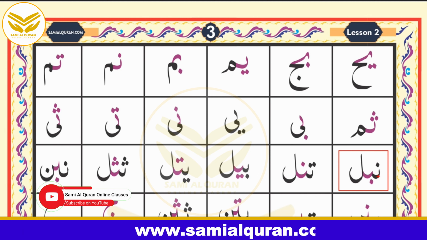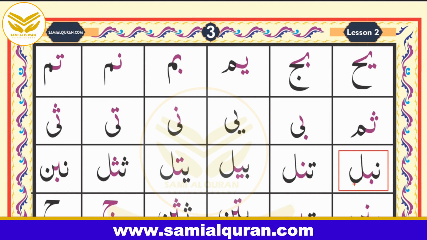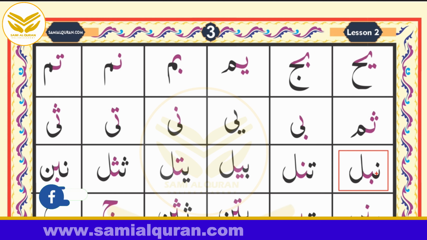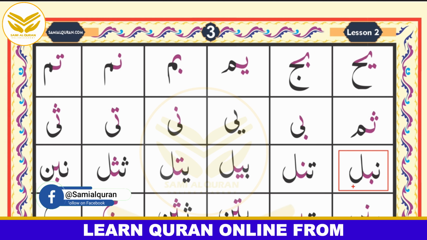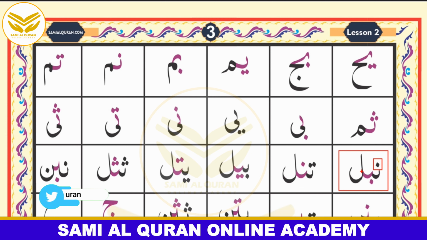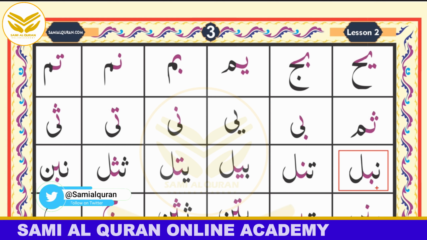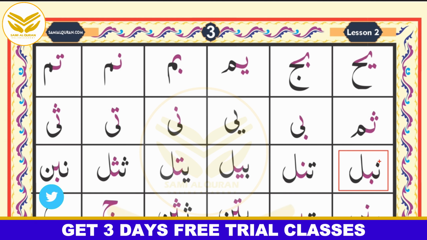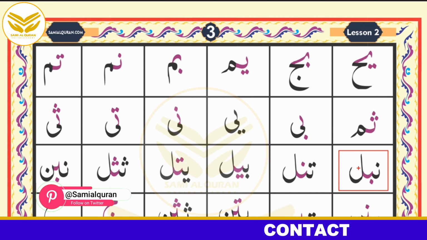Here we have 3 letters: Noon, Ba, Lam. Here you understand properly the Noon letter comes in the black color. Look here, the dot is in the black color. And the next letter, Ba, is in the purple color. Look at the dot, the dot is also in the purple color. So the upper 1 dot is Noon and the bottom 1 dot is Ba. So we say Noon, Ba, Lam.